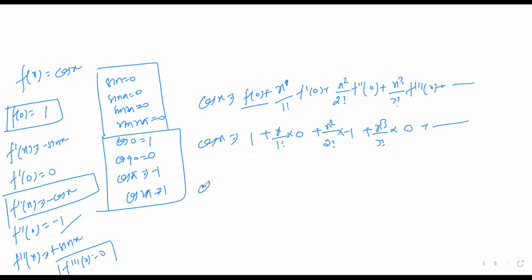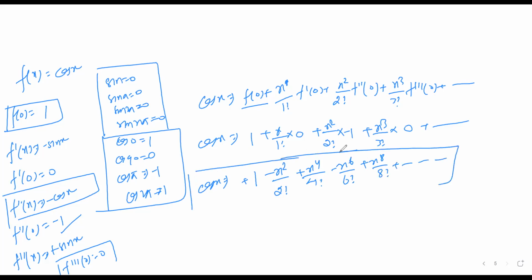And x cube by 3 factorial, f triple dash is 0, and so on. So here you can say that cos x is 1 minus x square by 2 factorial. The first term I am getting is 1. Next, odd powers are not there. The next term is x to power 4 by 4 factorial, because it alternates plus 1, minus 1. Then x to power 6 by 6 factorial, then x to power 8 by 8 factorial, and so on. So this is the series for cos x.